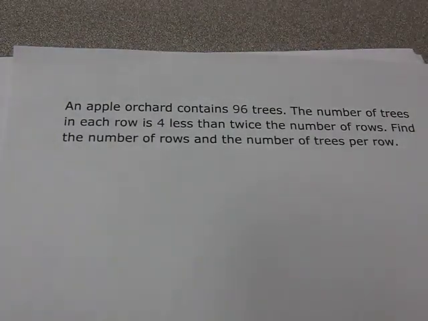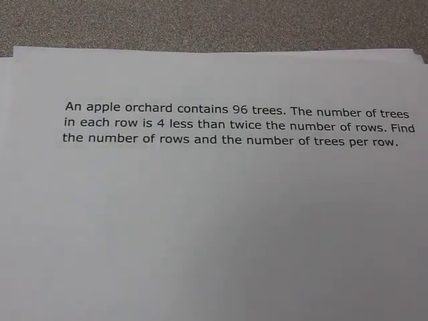Okay, here we have another example. An apple orchard contains 96 trees. The number of trees in each row is 4 less than twice the number of rows. And we want to find the number of rows and the number of trees per row. Now in this problem, we have two unknowns, right?